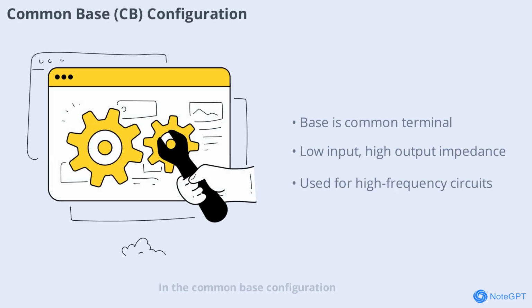The common base configuration: the base terminal is shared between the input and output. The input is applied between the emitter and base, while the output is taken from the collector and base. This setup offers low input impedance and high output impedance. It's mainly used in high-frequency applications because of its excellent voltage gain and fast response. However, the current gain is less than 1, limiting its use in some amplifier circuits.